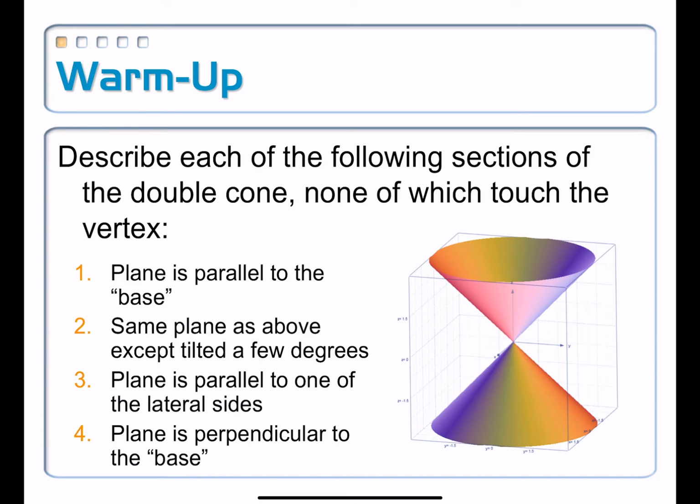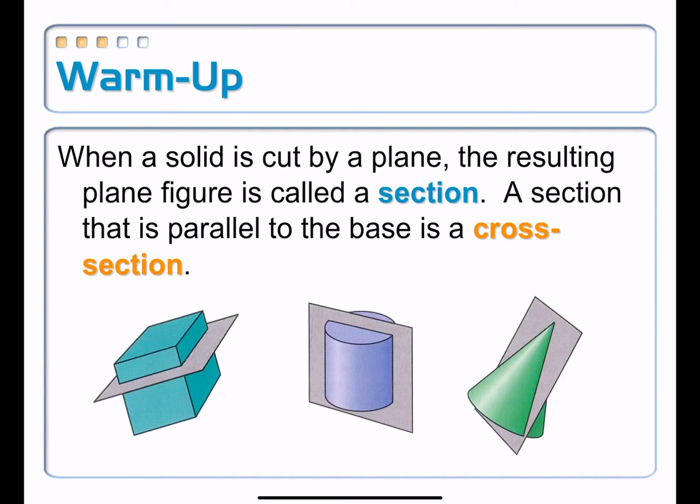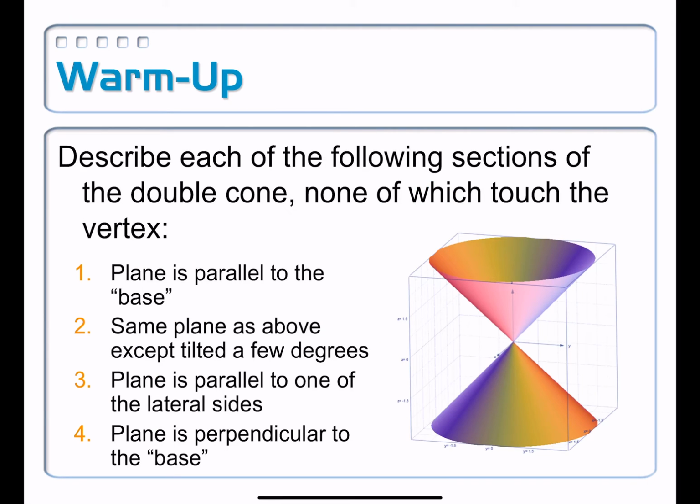So it's sort of like what we had back here on this previous one, but you put a cone tip to tip. It's called a double napped cone, none of which can touch the vertex. So we're going to draw in some planes or try to visualize some planes and see what the resulting shape is. So the first one is going to be a plane that's going to cut parallel to the quote-unquote base. Cut across right here. What two-dimensional shape is that going to look like?